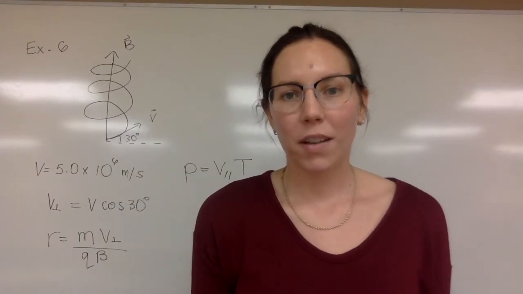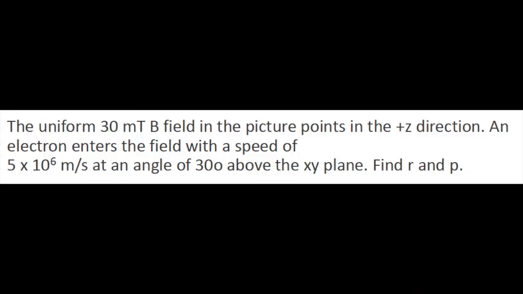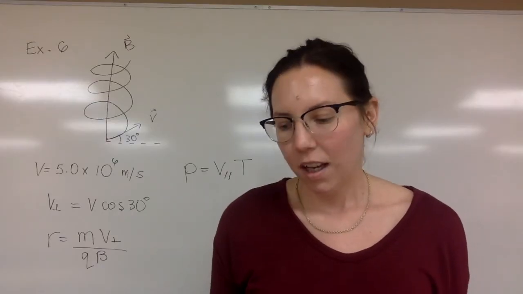All right, now moving on to the last example, number 6. The uniform 30 millitesla magnetic field in the figure points in the positive Z direction. An electron enters the region of the magnetic field with a speed of 5 times 10 to the 6 meters per second at an angle of 30 degrees above the XY plane. Find the radius r and the pitch p of the electron's spiral trajectory. So I've sketched that there.